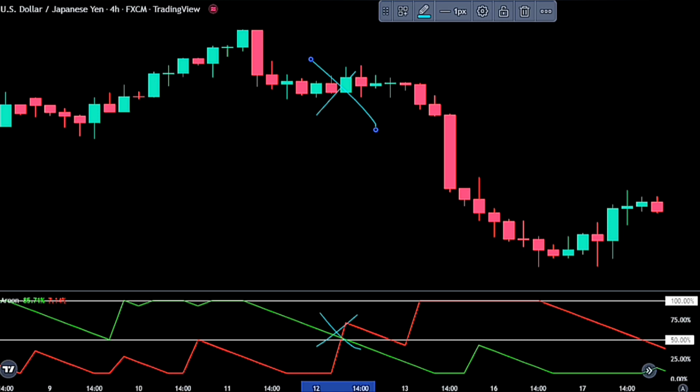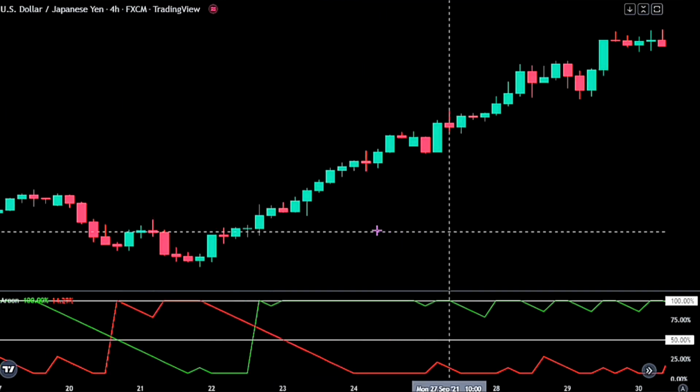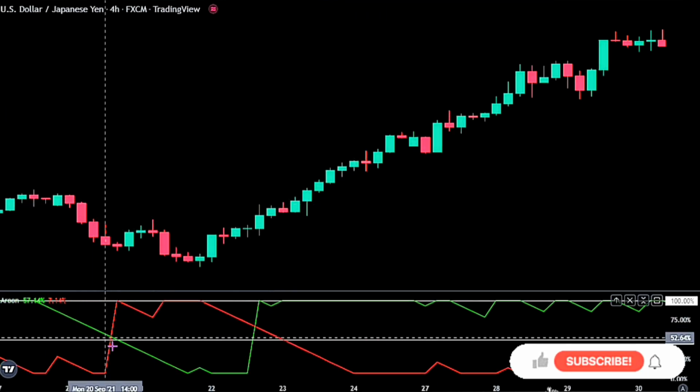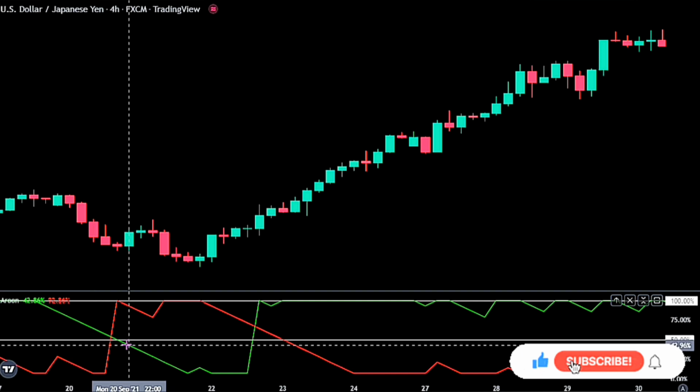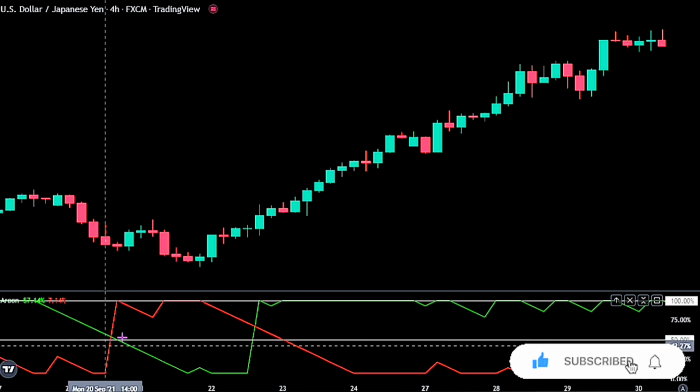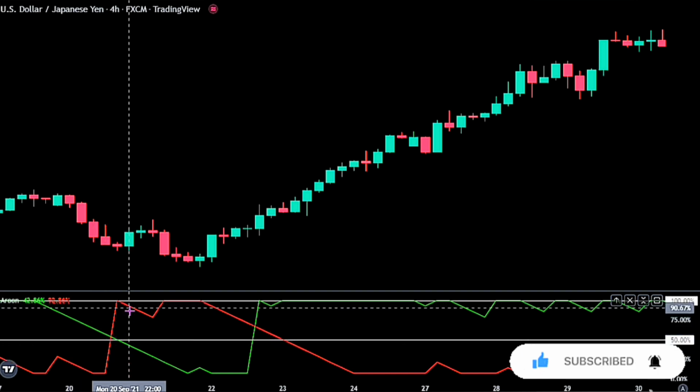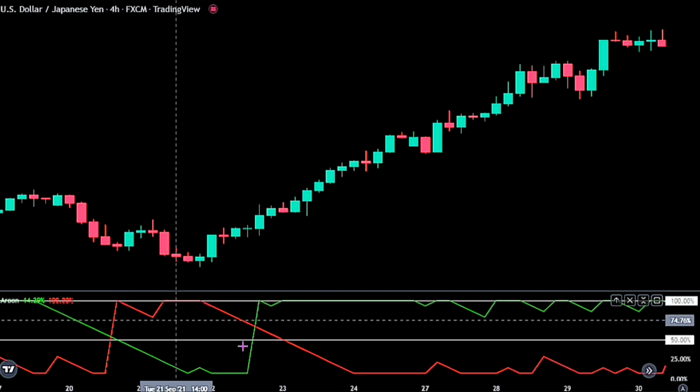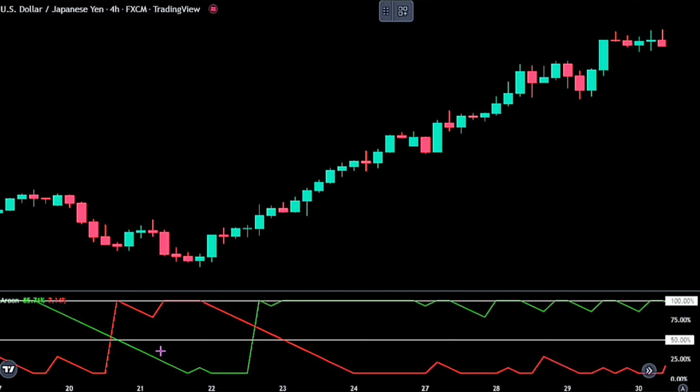So now, let's quickly go over some examples for this method. As we can see here, we had our cross above the 50 band line, but this entry was not valid, as we had the Aroon reverse back down from the 100 band line on the next two candlesticks, so we would skip this trade.